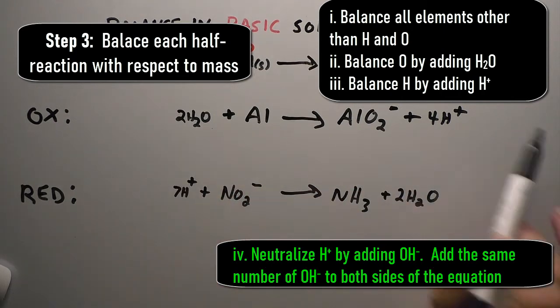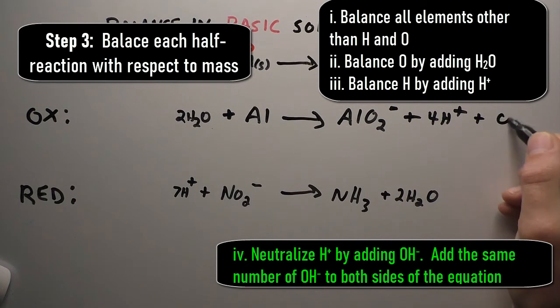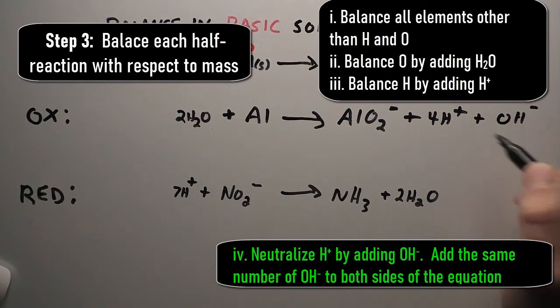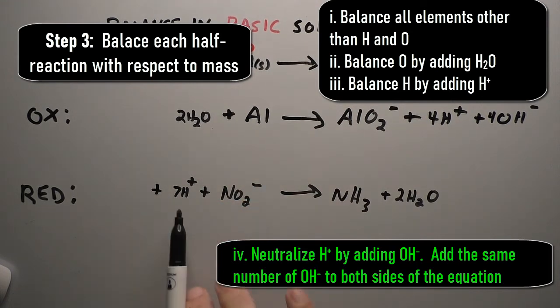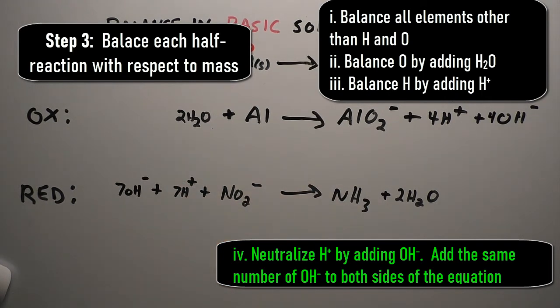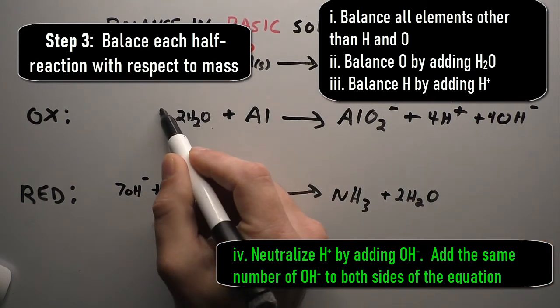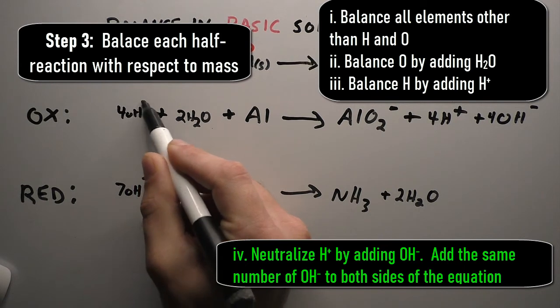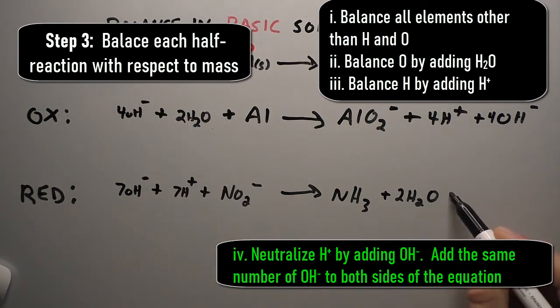So in the case of our oxidation reaction, we're going to add enough hydroxide ions to neutralize all of our H pluses. In this case, that's 4. We need 4 hydroxides to neutralize 4 hydrogen ions, H pluses, right? And then for our reduction half reaction, it's going to be 7. We have 7 H pluses, so we need 7 OH minuses. And don't forget, we need to add the same number of hydroxides to both sides of the equation. So up here we added 4 on the right, so we need to add 4 on the left. And then over here we added 7 on the left, so we need to add 7 on the right.